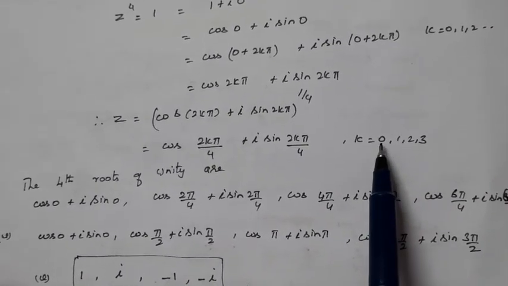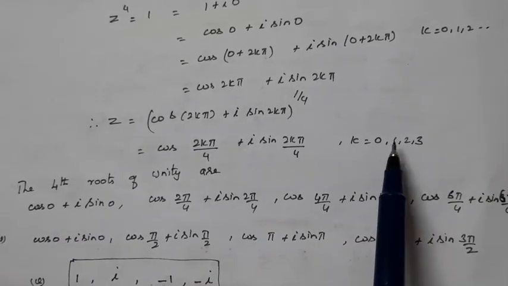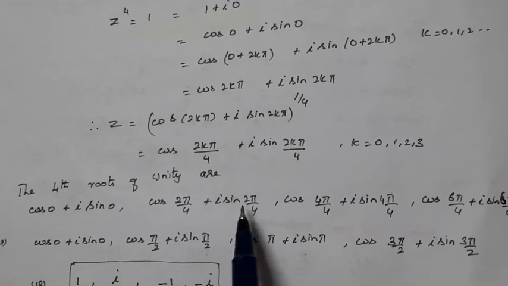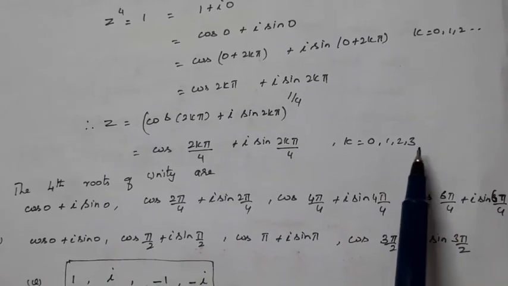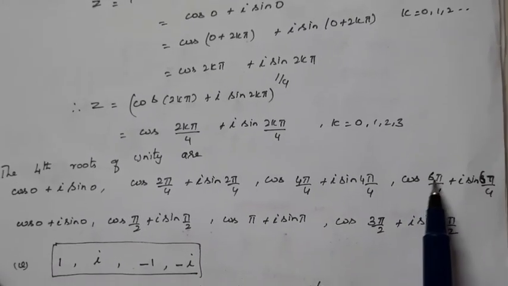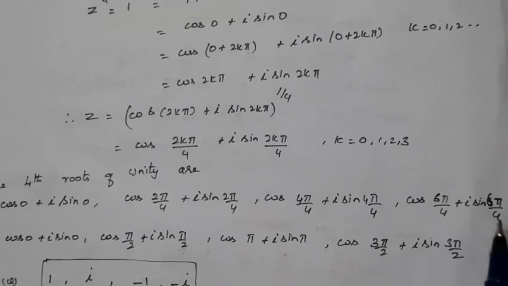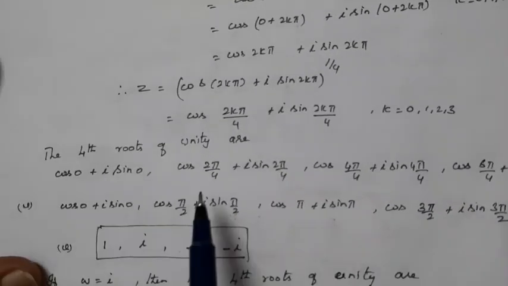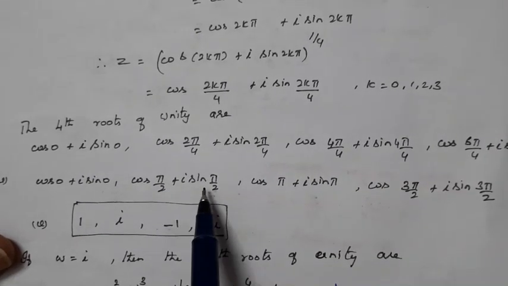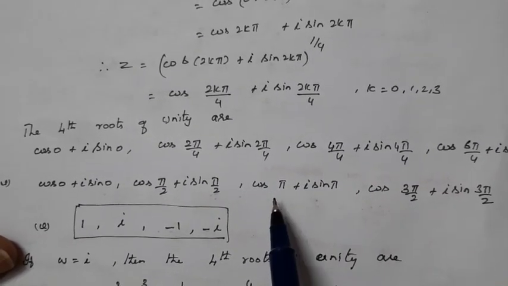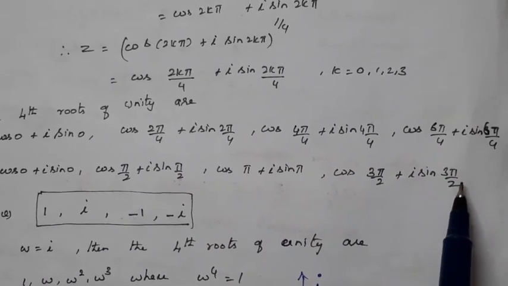Now, substituting k as 0, the first root is cos 0 plus i sin 0. Then by substituting 1, we have cos 2 pi by 4 plus i sin 2 pi by 4, and substituting 2, we have 4 pi by 4, and then substituting k as 3, we have cos 6 pi by 4 plus i sin 6 pi by 4. Now, cos 0 plus i sin 0 stays, this can be simplified as cos pi by 2 plus i sin pi by 2, and here 4 and 4 get cancelled, cos pi plus i sin pi, and here cos 3 pi by 2 plus i sin 3 pi by 2.